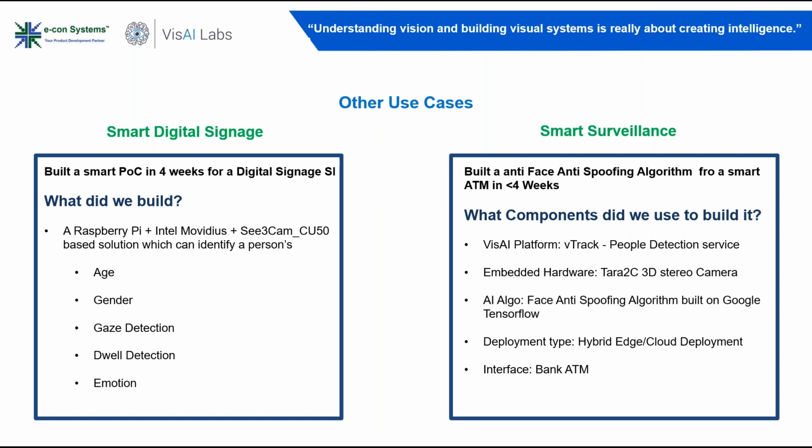The other is a smart surveillance solution, which is basically an anti-spoofing algorithm, which we built for a smart ATM. We used the VTrax people detection service along with the Tara 2C 3D stereo camera, which Mr. Gomedi had showcased in a previous slide. We used a hybrid edge cloud deployment, and we interfaced the solution with a bank ATM.